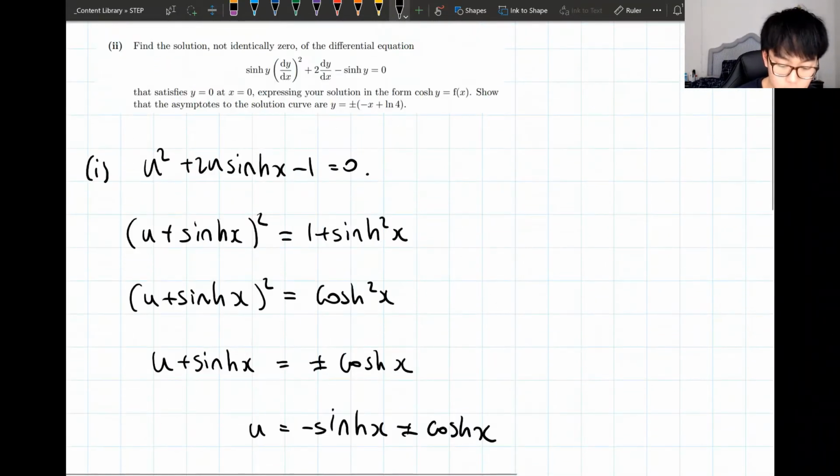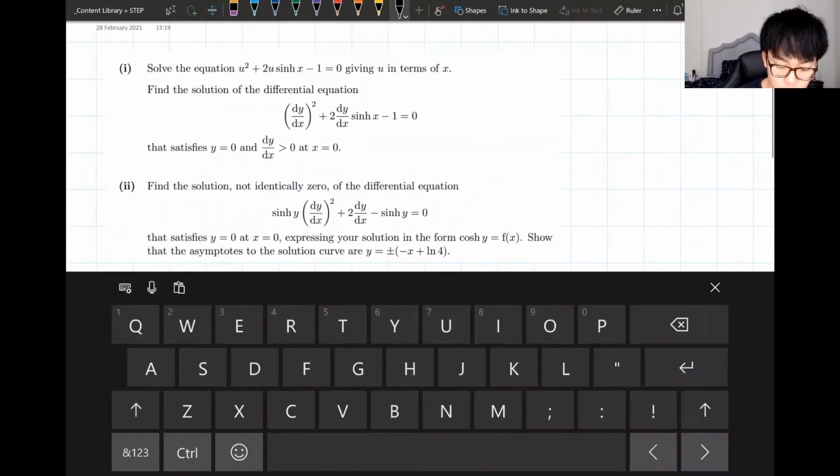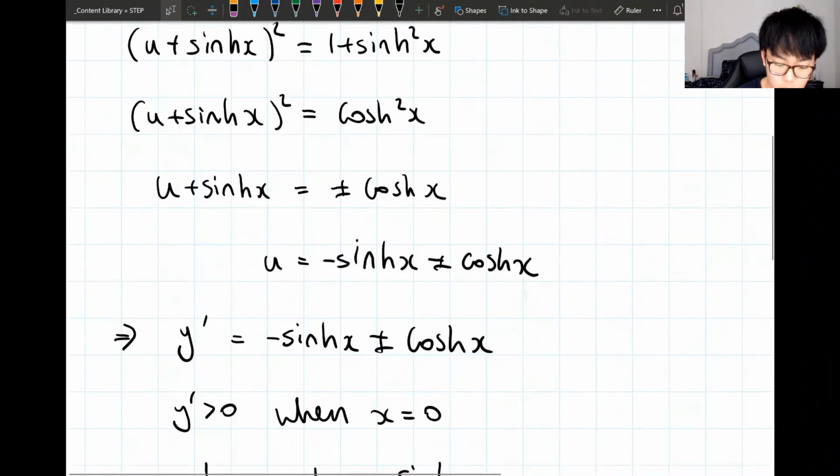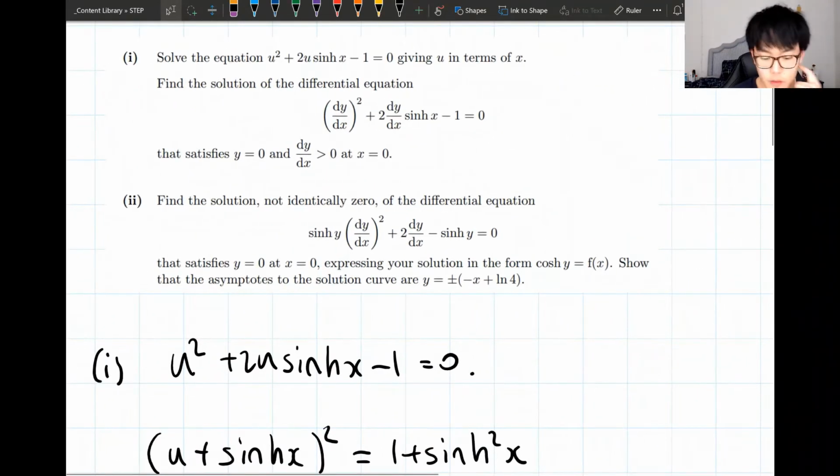Let's take a look at part 2. Part 2, we need to find a solution, not identically zero, of the differential equation. Not identically zero means that y can't be 0, because y equal to 0 is technically a solution to that differential equation, but we can't pick that one. Okay, and then it satisfies x equals 0, y is equal to 0, and we express the solution in the form of cos y is equal to f of x.